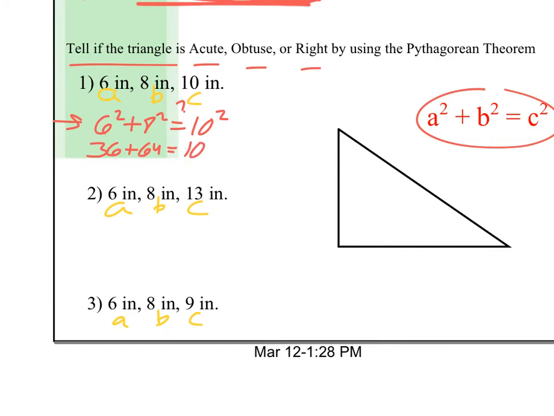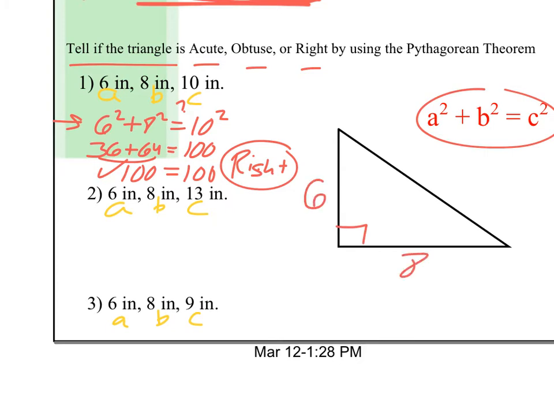36 plus 64 equals 100. And when I add these together, what do you know? I do get 100 equals 100. So this, you would say, is a right triangle. You'd enter that into Schoology, okay? Because it does work. Let me just put that over here now. So looking at this triangle, this is a right triangle. There's my right angle. And this could be the 6, 8, 10 triangle, okay?